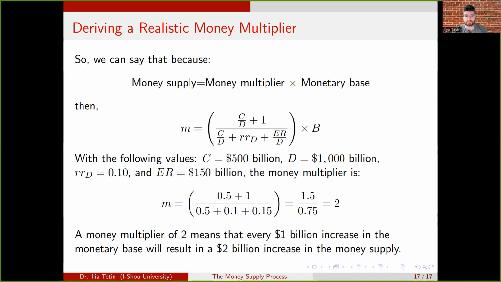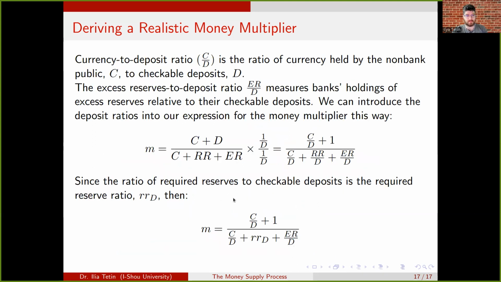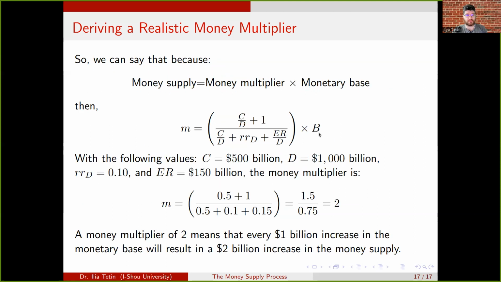So pretty straightforward. You have the formula, you have some values. Just remember what CD, RD, ER mean in this formula. This is the exact formula of the money multiplier, and don't forget about the monetary base here. So if B is 1 billion, times 1, that means we end up with 2. This is a 2 billion increase.